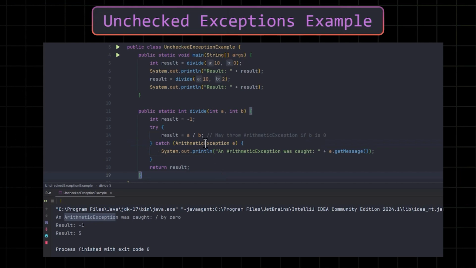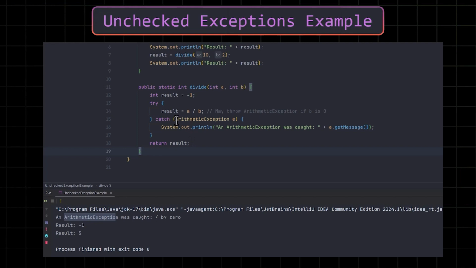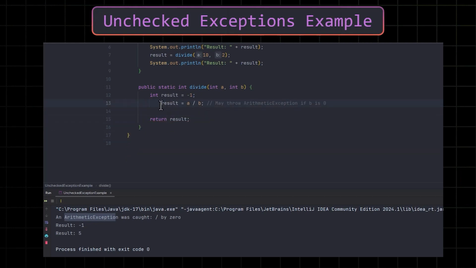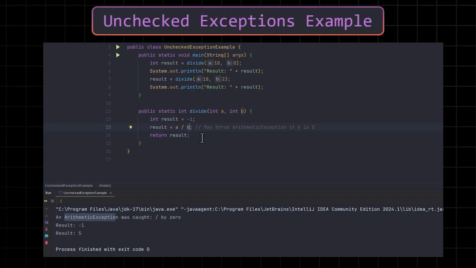And we know that the arithmetic exception is an unchecked exception. Why? Because arithmetic exception extends runtime exception, which means even if we don't handle the arithmetic exception, the compiler won't complain. So let's just get rid of the try catch block. So we have now removed the try catch block and we are no longer handling the arithmetic exception. So now let's try to run this program.